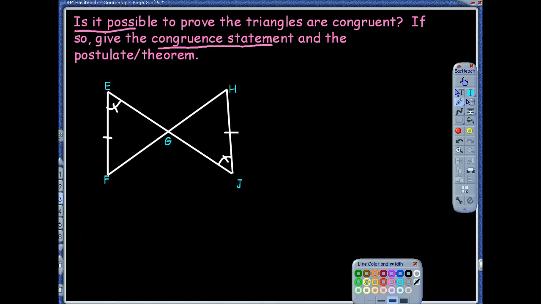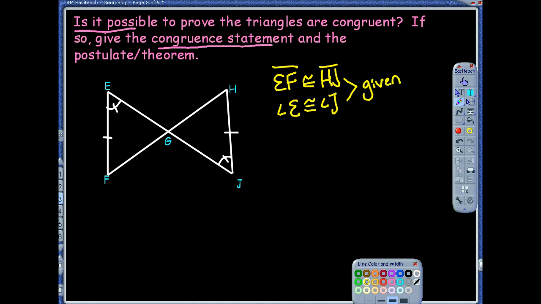Okay, I'm just going to brainstorm what I already know. So I already know that I have segment EF is congruent to segment HJ, and I also have angle E is congruent to angle J. So that's given to us already. Now, if you were doing this on an assignment and trying to figure out if these could be proven congruent, you don't need to relist the given information. I'm just listing it so we see it right now. In a proof, you will, but on a problem like this, like Ms. Hoker said, exactly. Okay, so I'm just thinking out loud here.